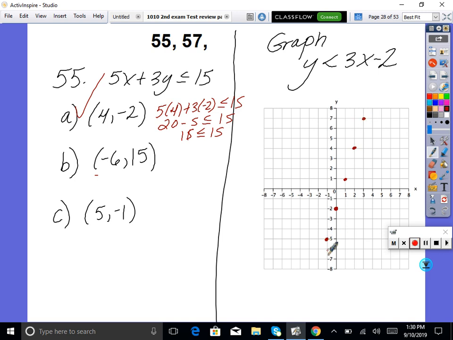So remember, you might have a dotted line or a solid line. Now this one's not including the line, so this one would be a dotted line. And then we're shading. It says y values below the line, so the shading for your solutions would be everything shaded below the line. This would be your solution set.